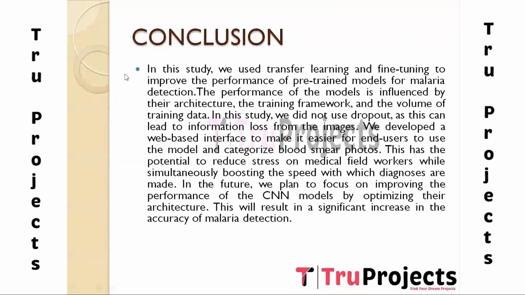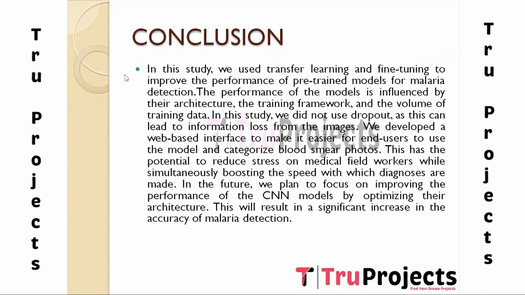In conclusion, we used transfer learning and fine-tuning to improve the performance of the pre-trained model for malaria detection. The performance of the models is influenced by their architecture, training framework, and the volume of training data. In this study, we did not use dropout as this can lead to information loss from the images. We developed a web-based interface to make it easier for end users to use the model and categorize blood smear photos. This has the potential to reduce the stress on medical field workers while simultaneously boosting the speed with which diagnoses are made.